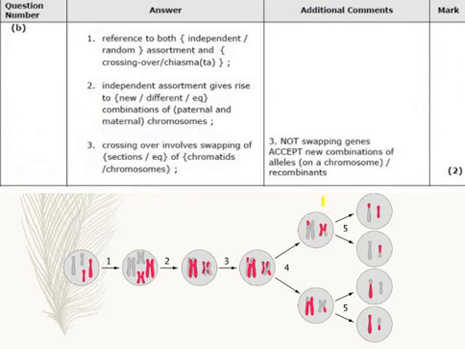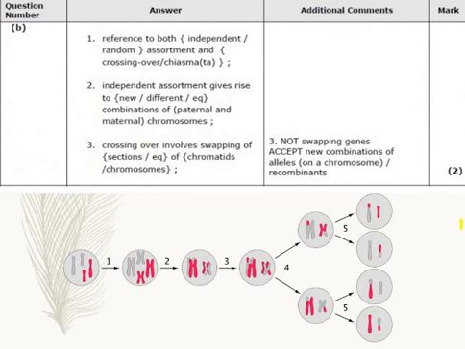And then the second mark, or the third in this case, crossing over involves swapping of sections of chromatids. They would have accepted chromosomes. If you have put sister chromatids, you do not get this mark. It should be non-sister chromatids, or in a more basic way, just chromatids. But if you said sister, you do not get this mark. You also do not get the mark if you said that it's swapping of genes. It's not. It's creating new combinations of alleles by swapping over sections of the chromosome.